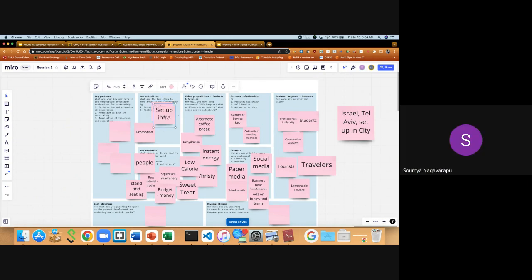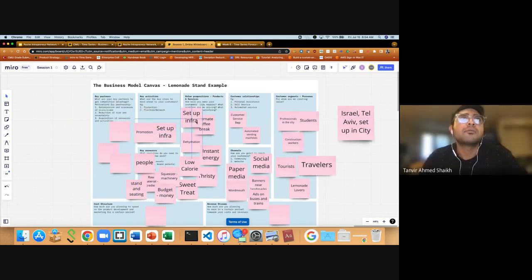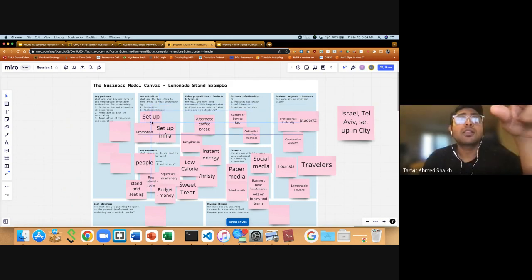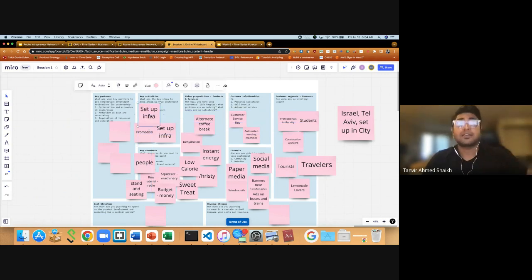Here, what do you mean by activities, Tanvir? Like, what would be the scope? How do you make it, all of that? So what are the key steps to move ahead to your customers? Production, platform, network, anything, right? So yes, you'll need to make lemonade. That is one of the key activities, right? Make lemonade that tastes good. It shouldn't taste like crap.